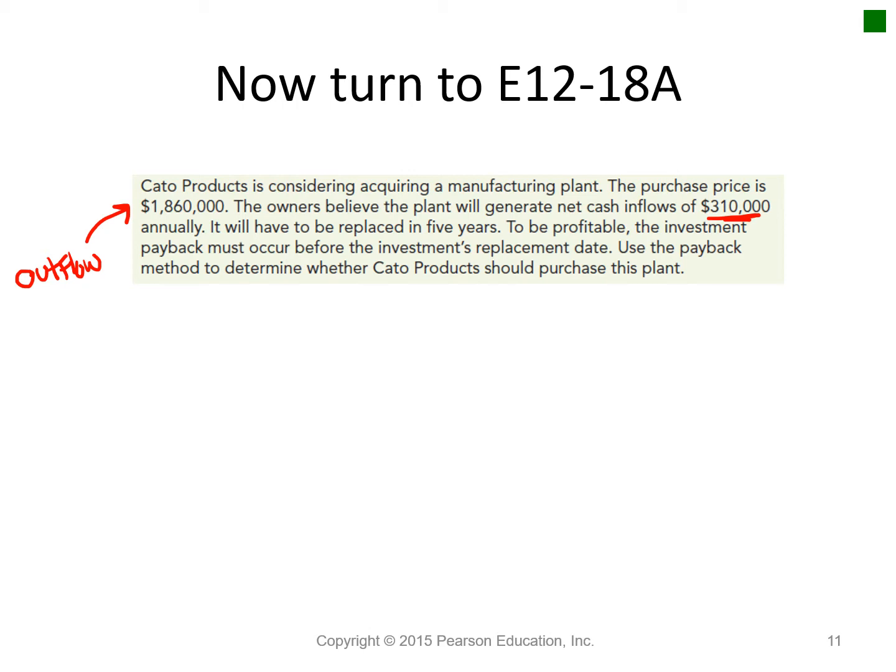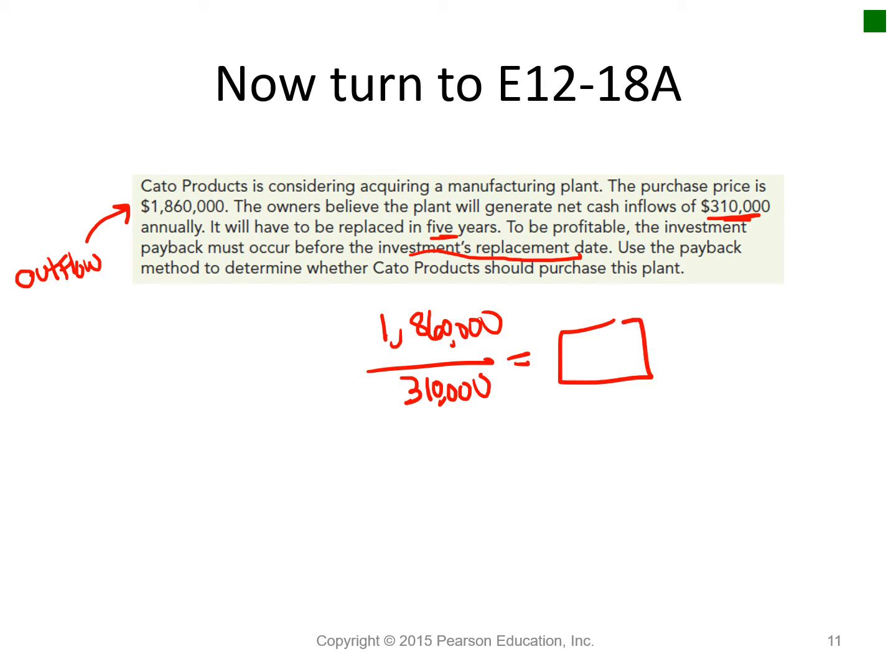And then here are some of their decision criteria. It will have to be replaced in 5 years. To be profitable, the investment payback must occur before the investment's replacement date. So we've got something to use as our constraint to determine if this would be a good investment. It says use the payback method to determine whether Cato Products should purchase the plant. So you've got your cash outflow, which is $1,860,000. You'll divide that by your inflows, which is $310,000. You're going to compare that payback period to see if you can recoup it within 5 years. Then that might be a reason to make the investment.